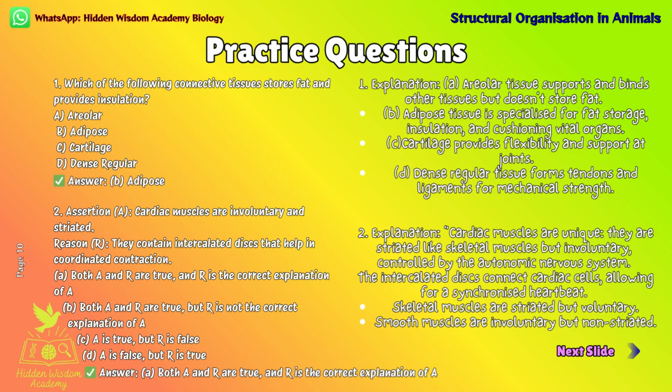Explanation. Cardiac muscles are special. They are striated like skeletal muscles but involuntary, controlled by the autonomic nervous system. Intercalated discs connect cardiac cells, allowing a synchronized heartbeat. Skeletal muscles are striated and voluntary, letting us move bones consciously. Smooth muscles are involuntary and non-striated, controlling organs like the stomach and blood vessels automatically. So, option A is the correct answer, that is, both assertion and reason are true, and reason is the correct explanation of assertion.